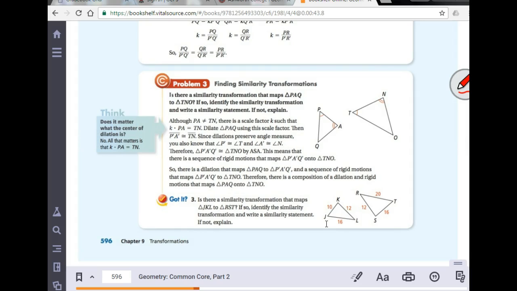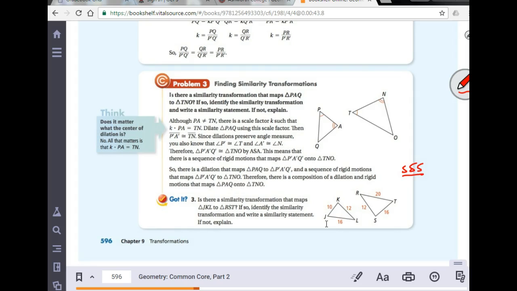Now, in number 3, it says, is there a similarity relationship between JKL here and RST, which is here? Okay. And if so, tell me the transformation. Well, I got to looking. Remember that since no angles were given here, there's also another way that we could rely on, and that is using side, side, side. Now, to use the side, side, side similarity rule, all three sides have to be the same proportion to each other.